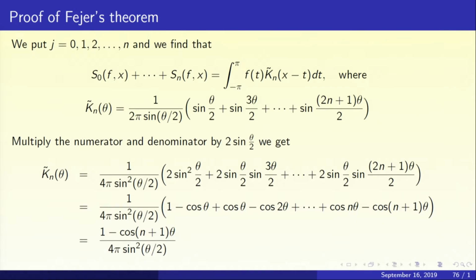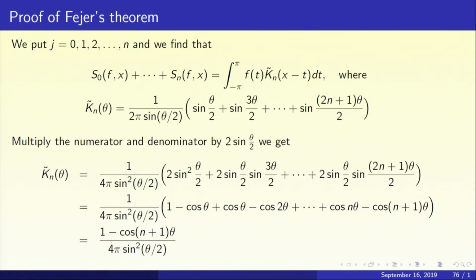What should we do at this stage? We must recall the factorization theorem, right? 2 sin A sin B equals cos of A minus B minus cos of A plus B.